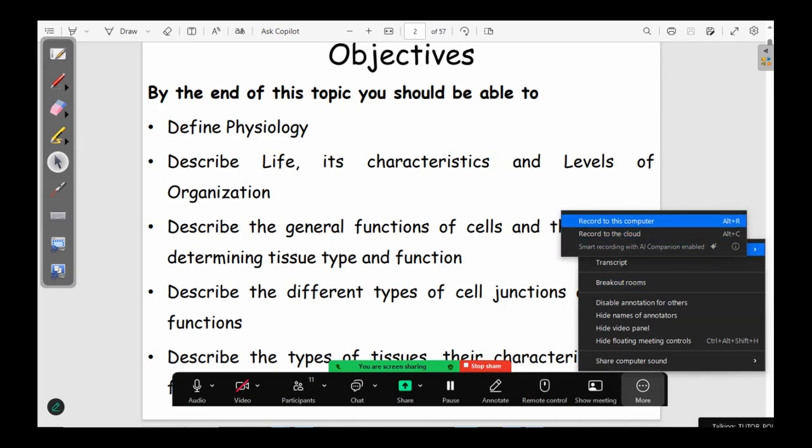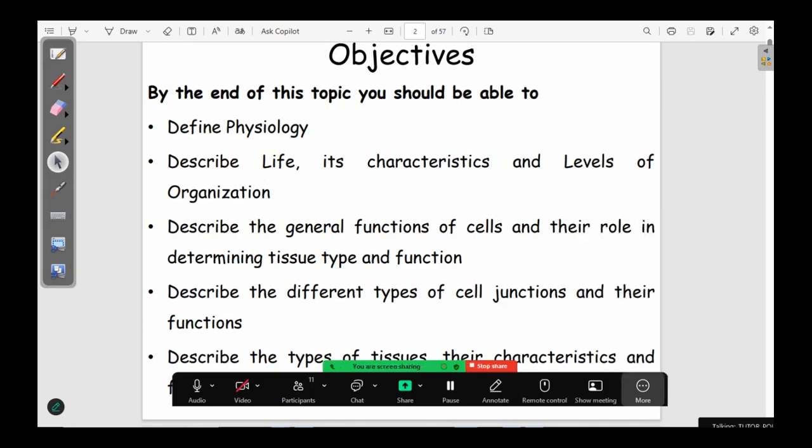We are looking at the introduction to physiology. This is the first topic in your biology course for second semester. We start with the introduction to physiology, and in this lesson we are going to focus on these few objectives that I've outlined here.